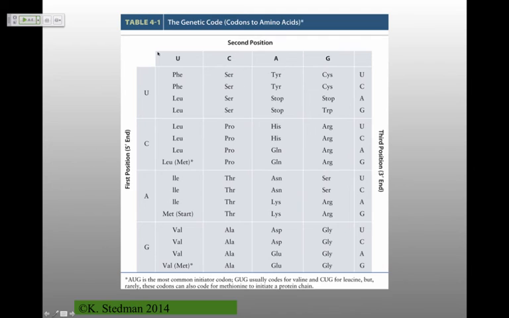So let's start here. Let's look in this quadrant right here. So UUU is phenylalanine. That was, of course, the first one that was found. But UUA here is leucine. Leucine is an amino acid with a large hydrophobic side chain like phenylalanine. And so if you look at how all of the individual amino acids in the different classes fit into the genetic code, you'll find they're all really quite close to each other in many different cases.